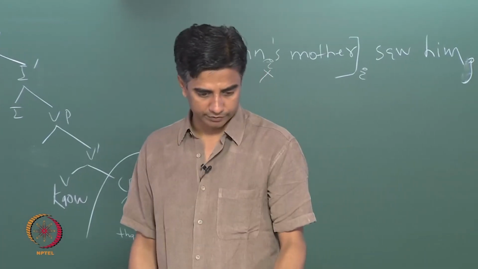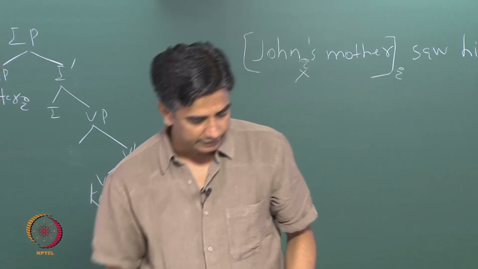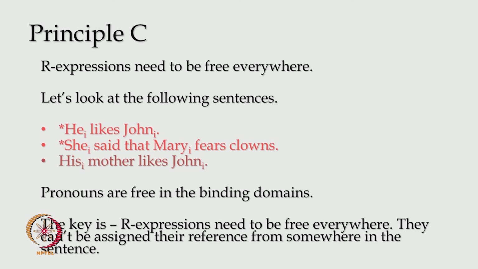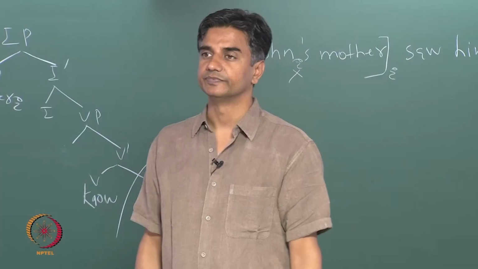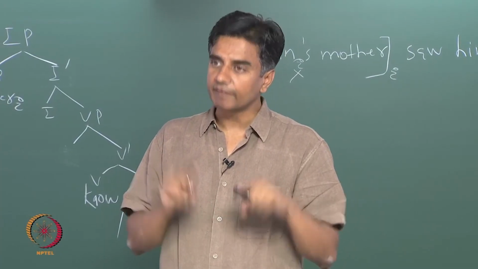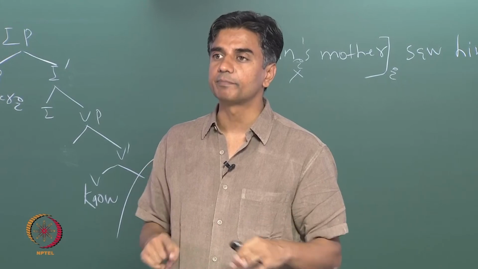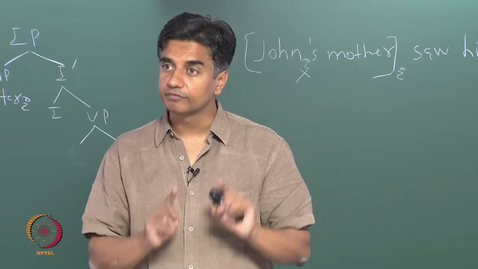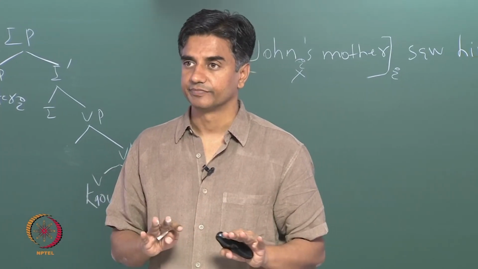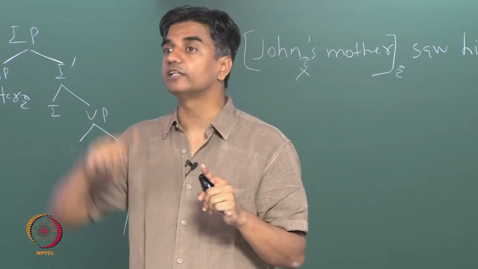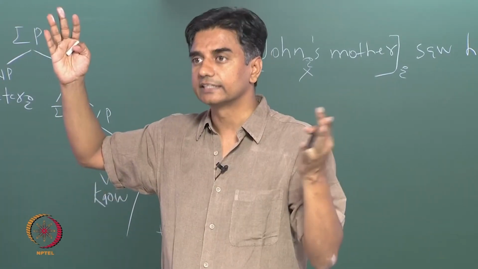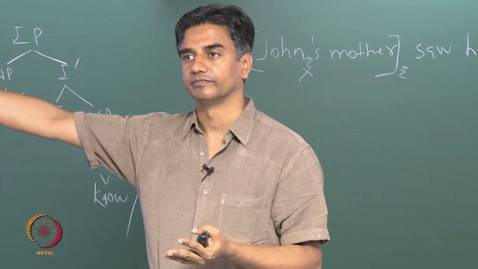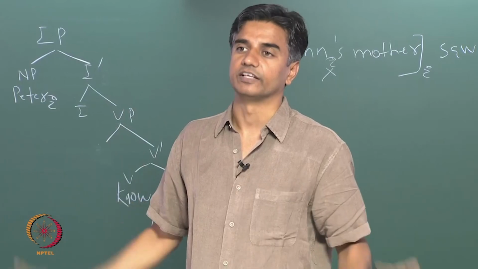So that's principle B, and then finally principle C, in short, says an R-expression needs to be free everywhere. That is, for its reference and interpretation, it doesn't depend on anything within the sentence. When we say it must be free everywhere, we mean within the sentence. When it's not free in the world, that is, in the larger context, it depends on something for interpretation, but in the sentence it is free.